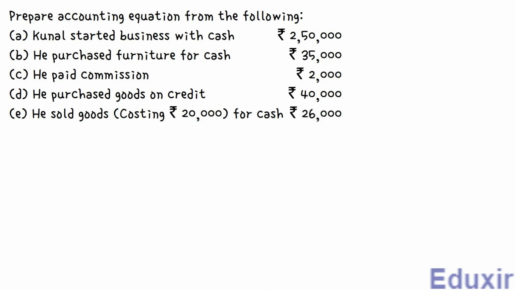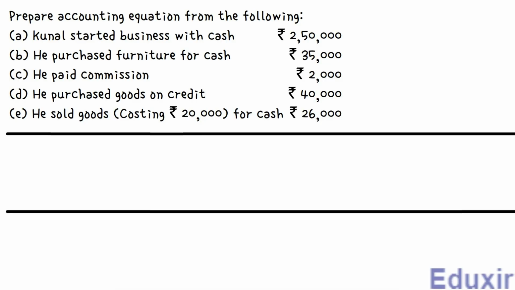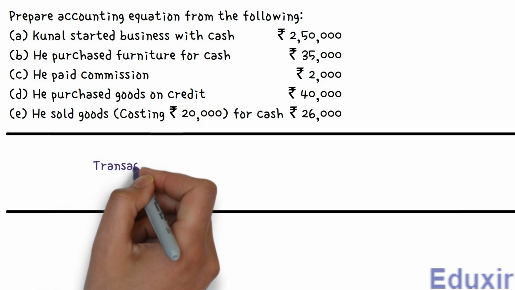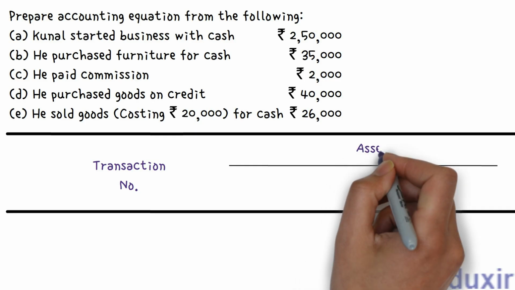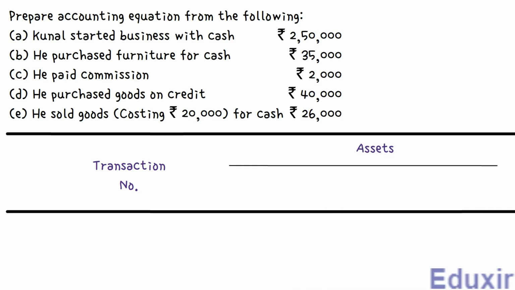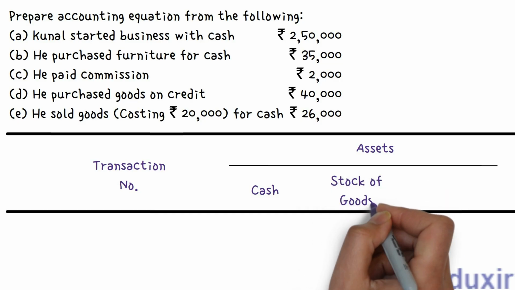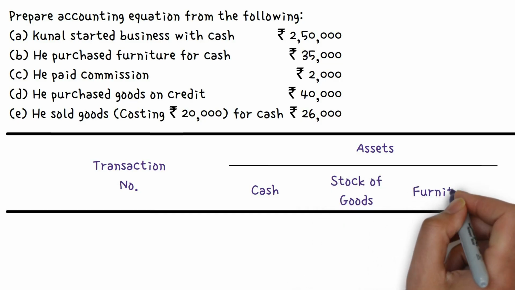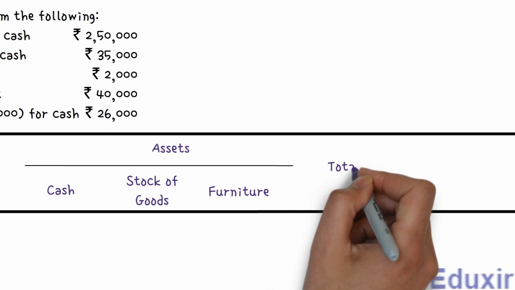Before we proceed with the analysis of each of these transactions to prepare the accounting equation, let us first prepare the format of the accounting equation table. Let us have a column for writing the transaction or transaction number. Let us have a group of columns for assets. If you carefully analyze the given transactions, the various assets given in the problem can be classified under the heads cash, stock of goods, and furniture. Let us also have a column to write the total of all these assets.